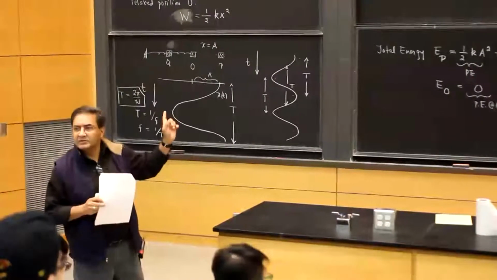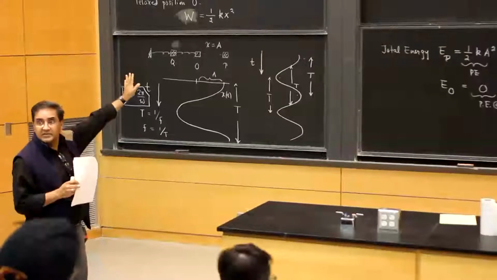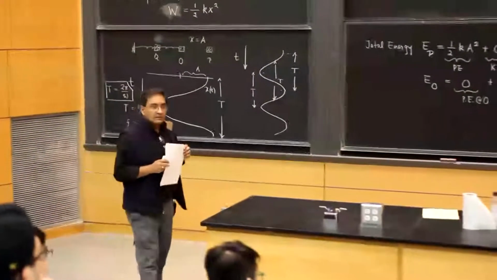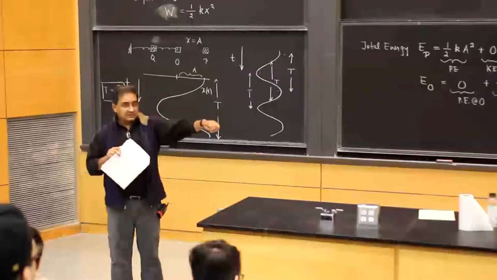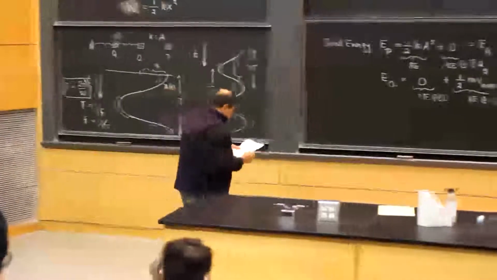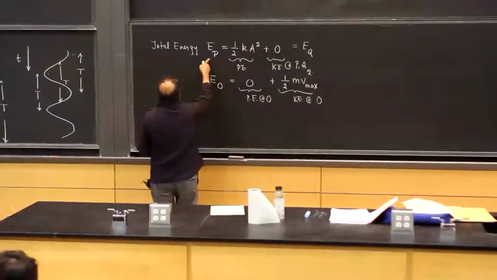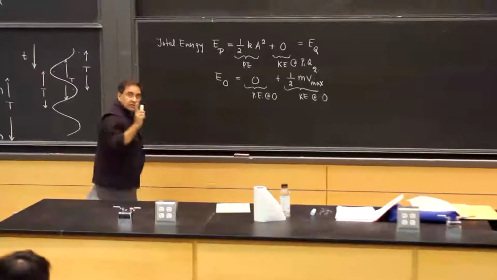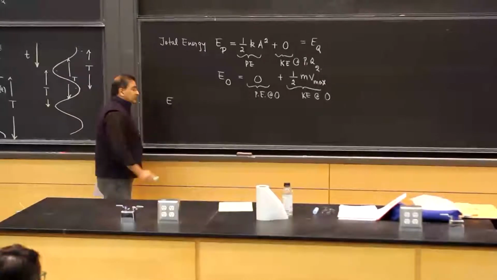K is the spring constant. Remember, in Hooke's law we have F equal to minus kx, so K is your spring constant. Yes? A is the amplitude, correct. A is the maximum distance that it can go either way. That's what the amplitude means. All right? So at this point, we have fixed what happens in P and what happens in Q. We have fixed what happens in O. So we are now ready to ask what happens at any arbitrary point.